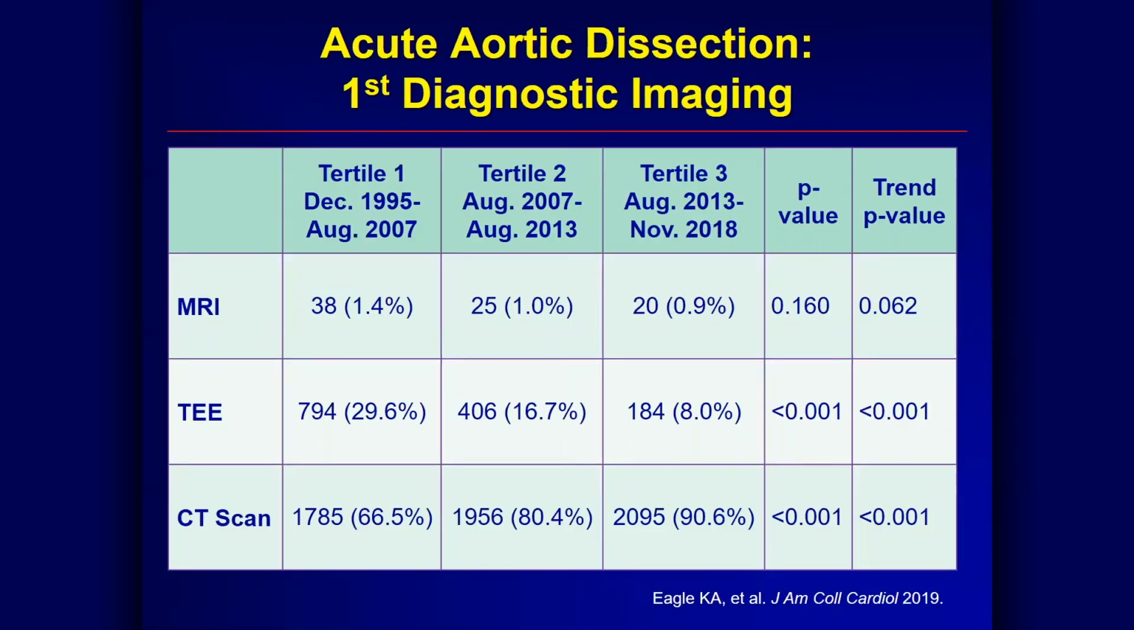If you ask the question, how has the world evolved in how we use testing to identify dissection? This slide from the IRAD registry illustrates a couple of points. First of all, CAT scanning is by far the most common first test used in the world, and now it's up to about 91%. And from the early days of IRAD, 1995-ish to start, TEE has steadily fallen from almost 30%, where it was the first image, to now less than 10%.